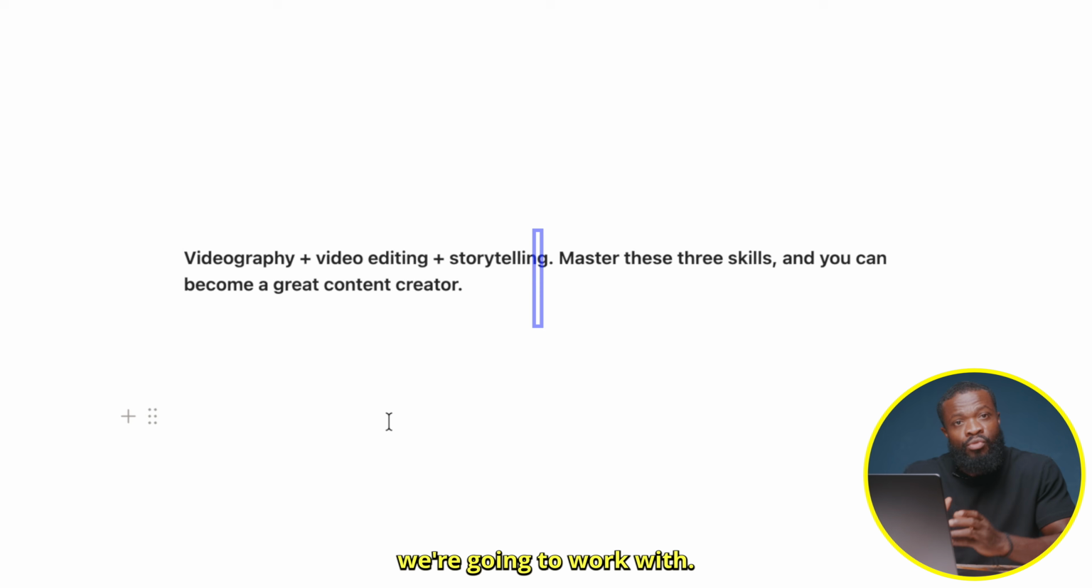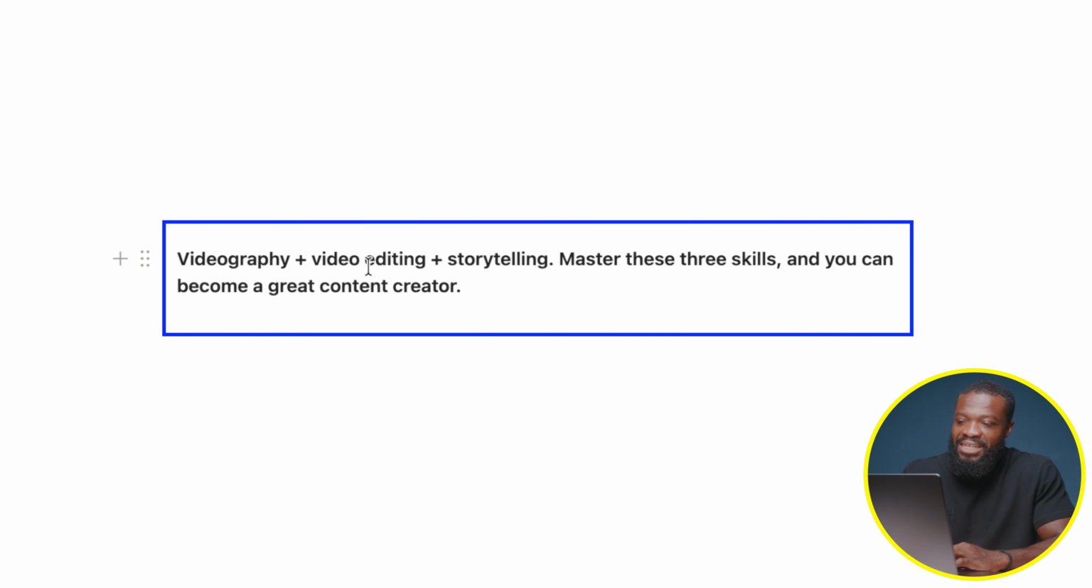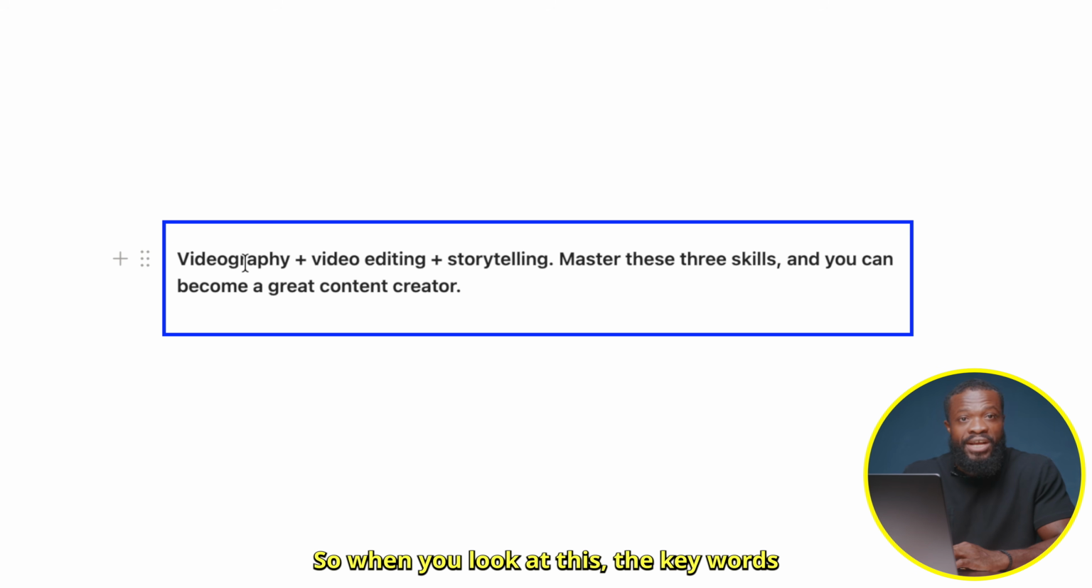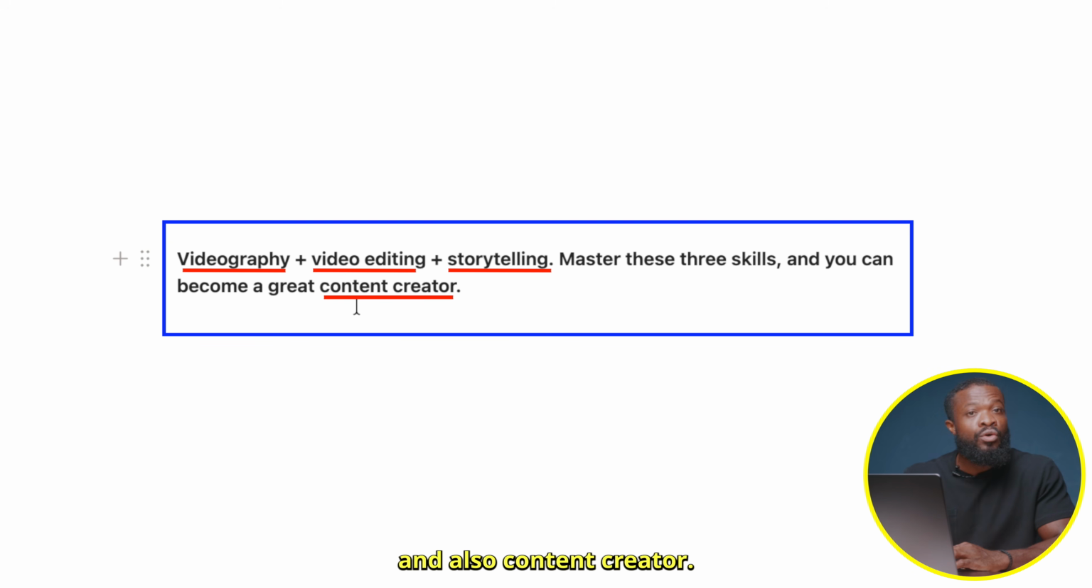The next thing, we're going to introduce all the elements using the second principle. And this is the script we're going to work with. Videography plus video editing plus storytelling. Master these three skills and you can become great at content creator. So when you look at this, the keywords here are videography, video editing, storytelling, and also content creator.